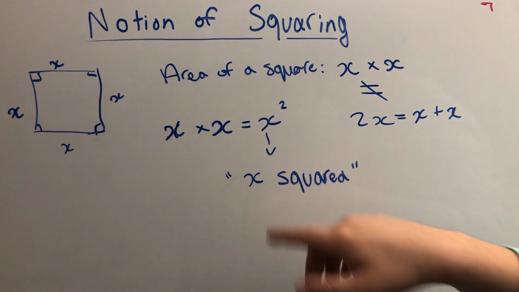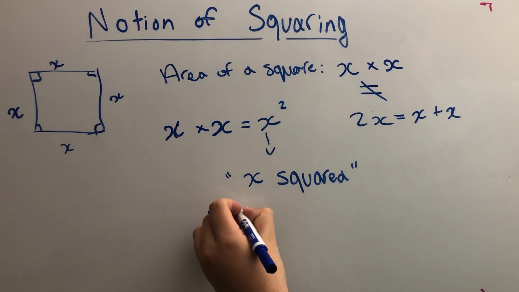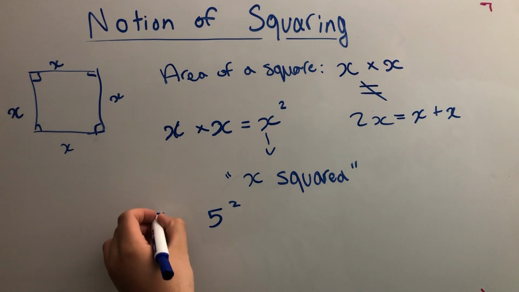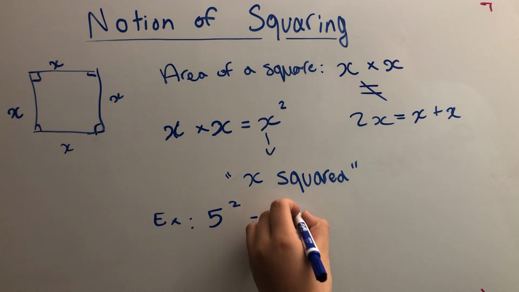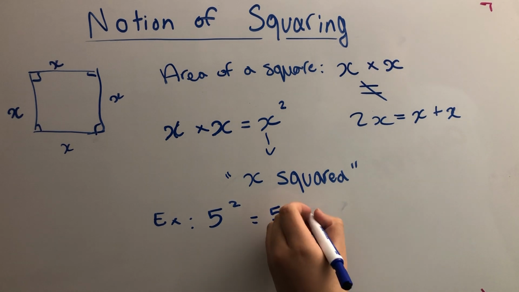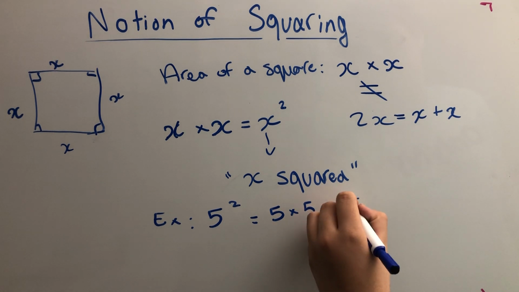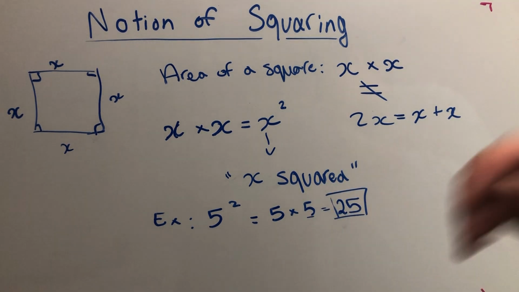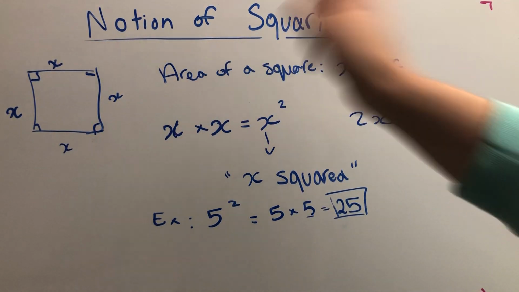So when they mean any value squared, they mean that value multiplied by itself. So for example, 5 squared, you can just write it as 5 times 5, which is equal to 25. And this is all derived from the way to calculate the area of a square, thus the name, squaring.